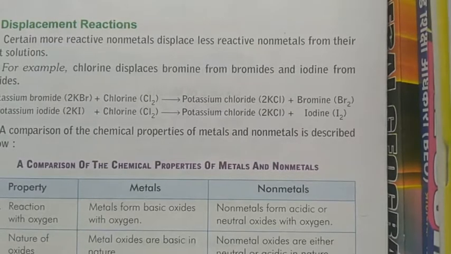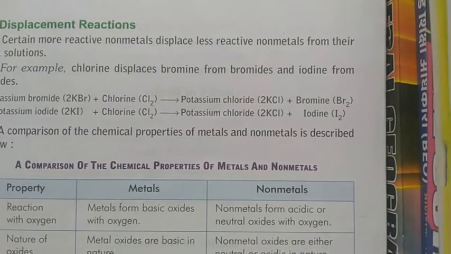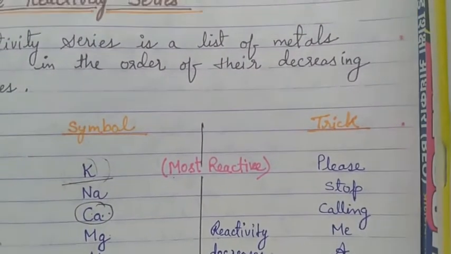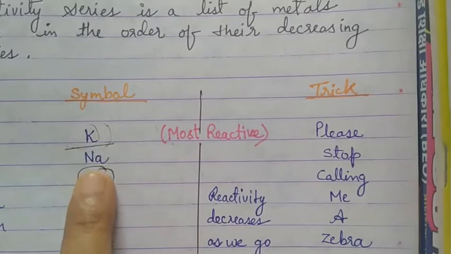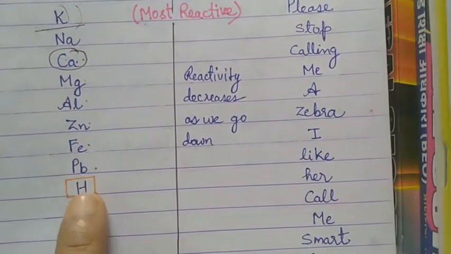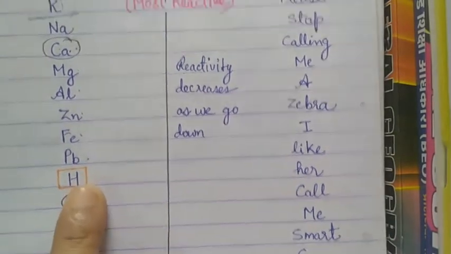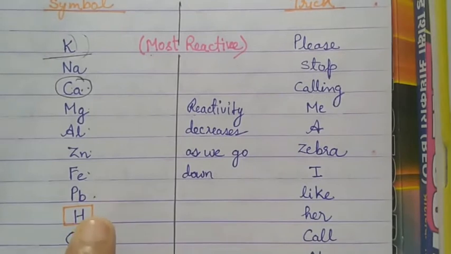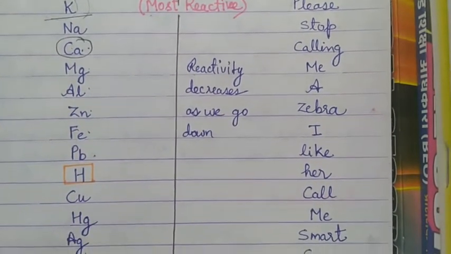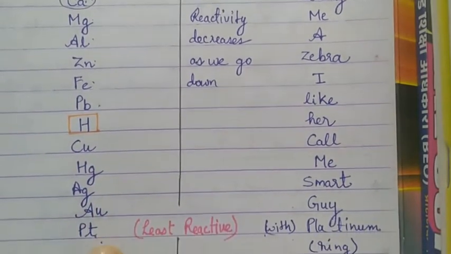reactivity series of metals, in which you have learned that a reactive metal displaces. This is the reactivity series of metals, in which we have potassium, sodium, calcium, magnesium, aluminium, zinc, iron, lead, hydrogen. This hydrogen is a non-metal, but then also it's kept in the reactivity series of metals. I have told you all the reasons. Then copper, mercury, silver, gold and platinum.